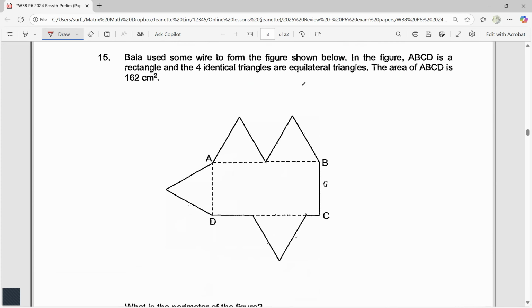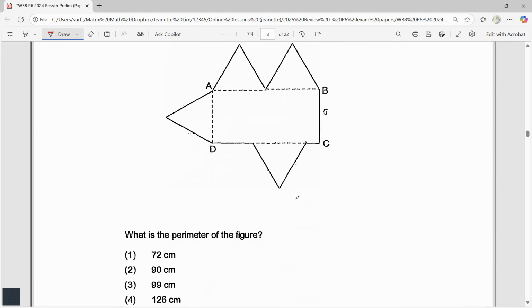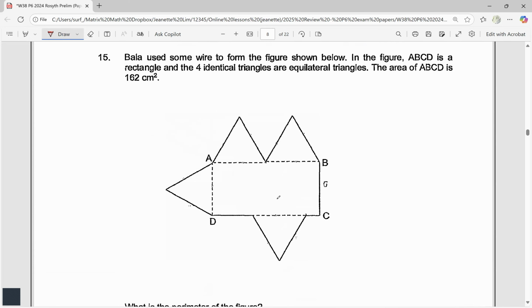Question 15. Bala used some wire to form the figure shown here. In the figure, ABCD is a rectangle, and then you have 4 identical triangles, which are equilateral. Area of ABCD is 162 square cm. So you're supposed to find the perimeter of the figure. Okay, so firstly, we have equilateral, right? I'm going to mark out all the equal sides.